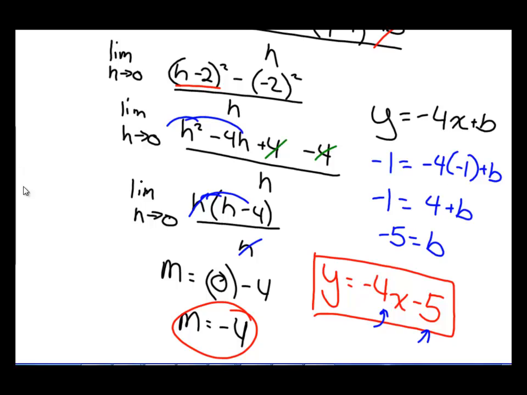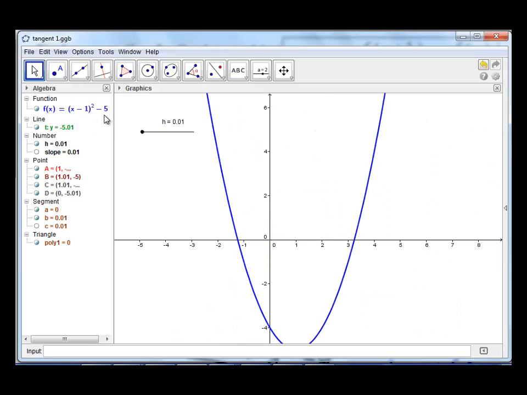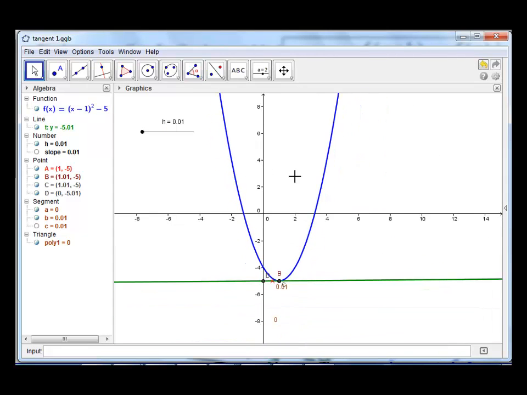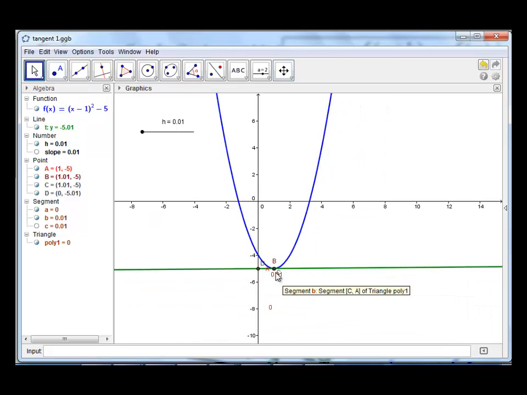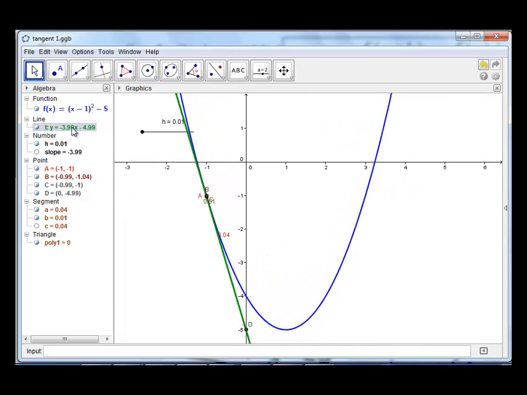Let's turn to GeoGebra now and graph it and see how close negative 4x minus 5 comes to our estimate. Want to look at point A when it is negative 1. The equation rounds off to negative 4x minus 5. What we had.